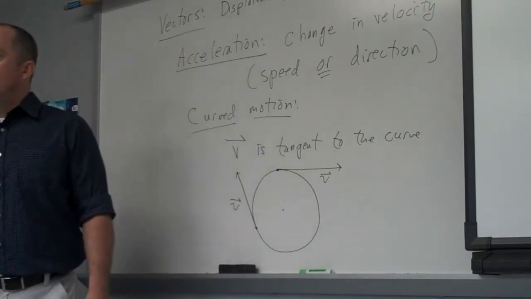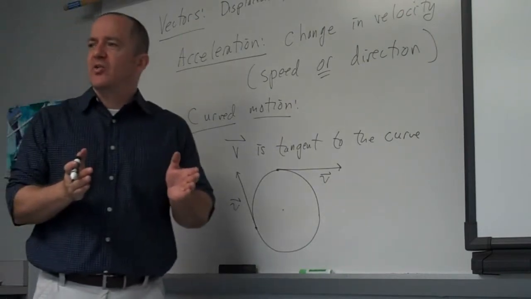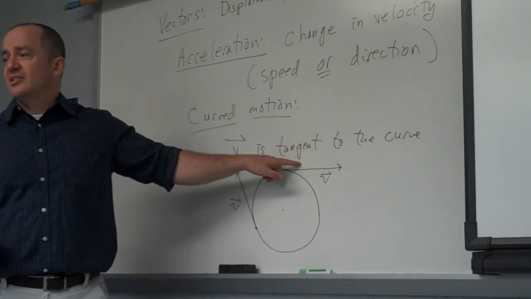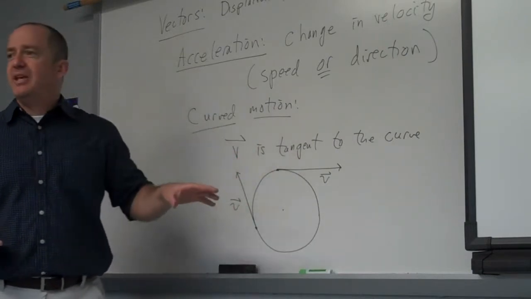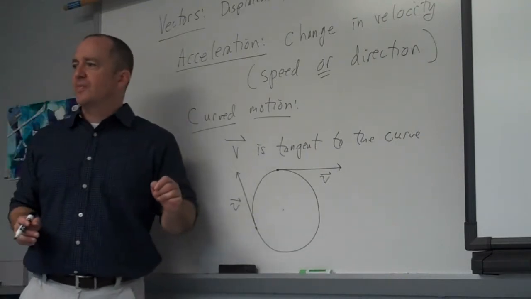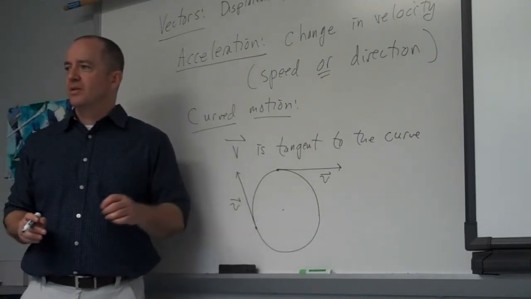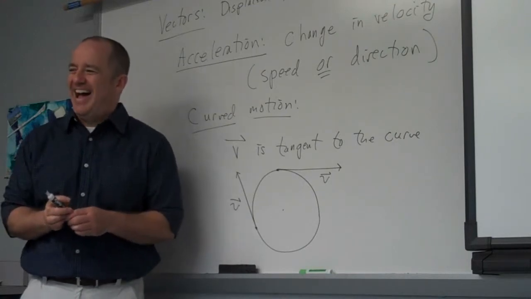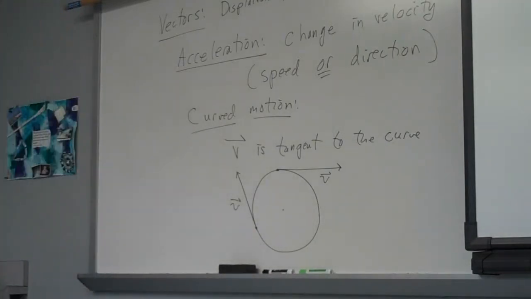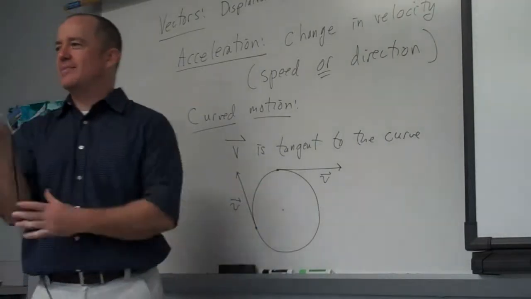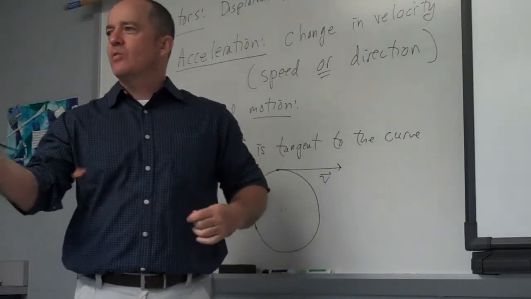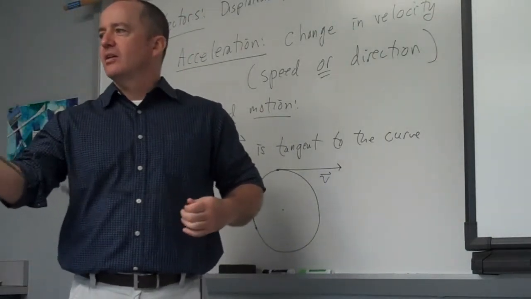Now, if I'm walking in a straight line and accelerating, the acceleration vector could be drawn parallel to the velocity vector. But this thing wasn't changing speed, it was changing direction. In which way was this thing changing direction? It's going circle-wise, going around, but think about this a little bit. Which way is it changing direction? Right and left.